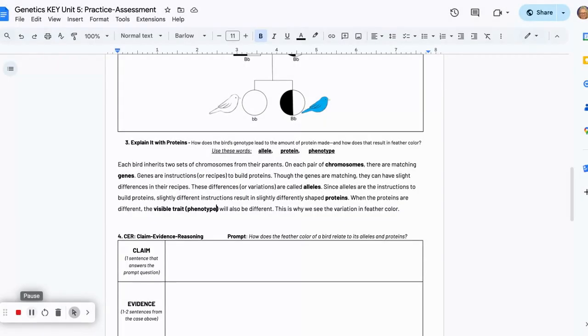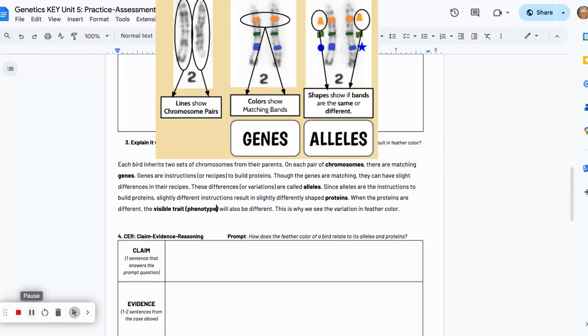So let's look at this in whole. Each bird inherits two sets of chromosomes from their parents. That's the same for cattle, that's the same for humans, that's the same for any organism that reproduces with sexual reproduction. On each pair of chromosomes, there are matching genes.